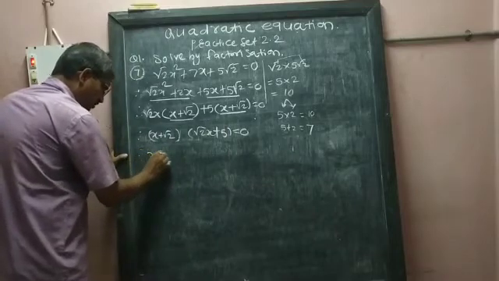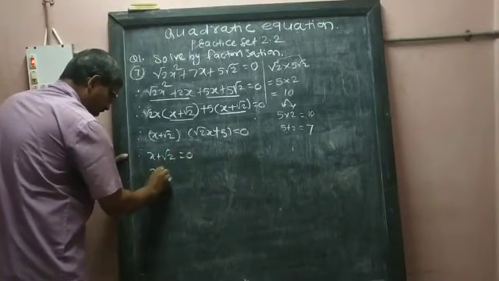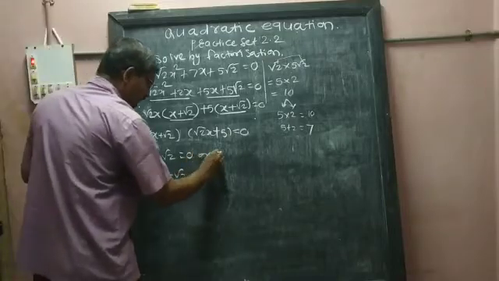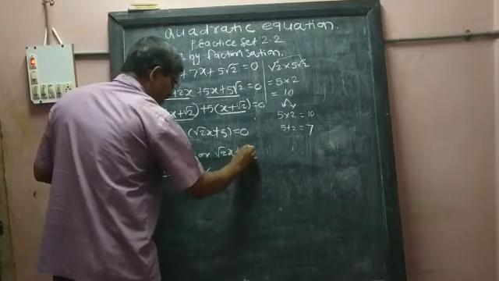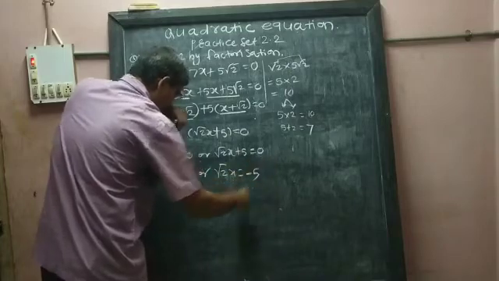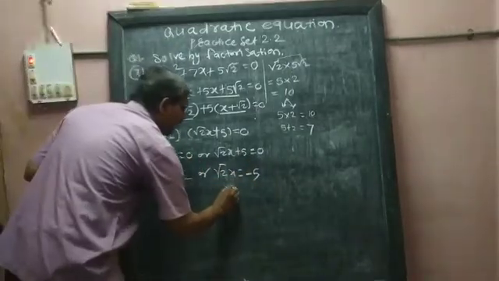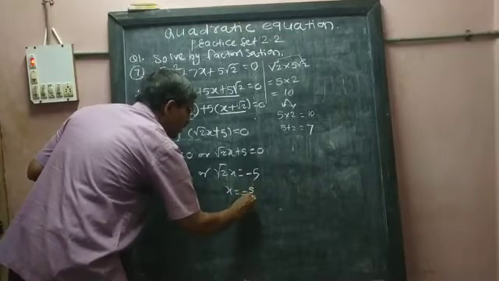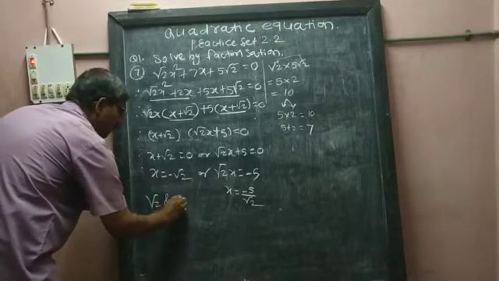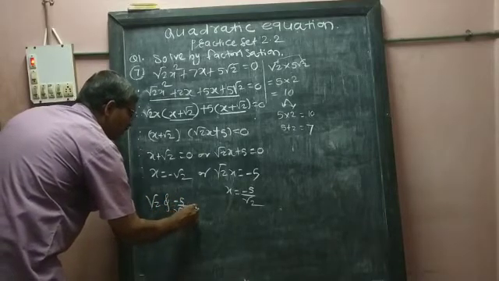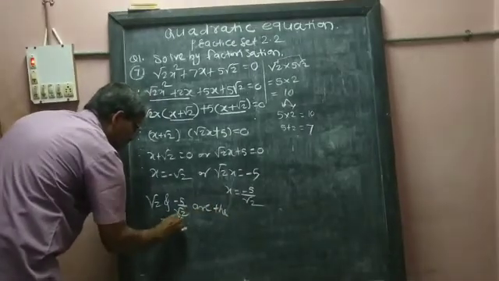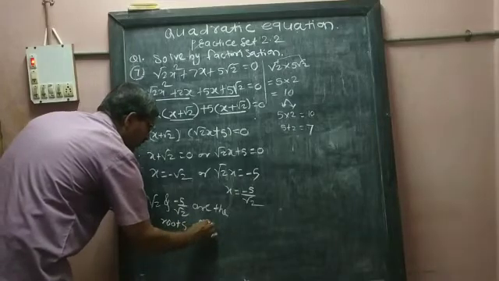Now here x plus root 2 is equal to 0. Therefore x is equal to minus root 2, or root 2x plus 5 is equal to 0. Root 2x is equal to 5 goes to the other side, then minus 5 will come, and thus x is equal to minus 5 under root 2. These are the factors. Means root 2 and minus 5 upon root 2 are the roots of the given equation.